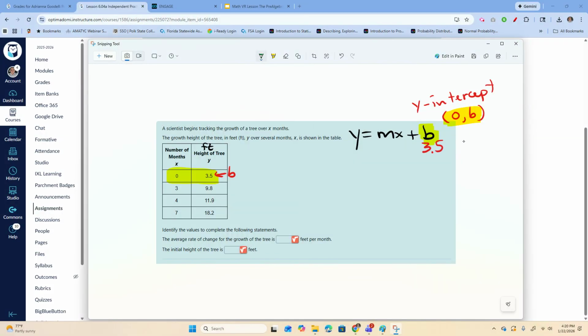Now remember, what does b really mean? In real life, it is the initial amount, the initial value. So what exactly that means, the initial value, is that the tree was already 3.5 feet high. So the height of the tree was already 3.5 when the scientist started measuring. Okay, so now we know the b.